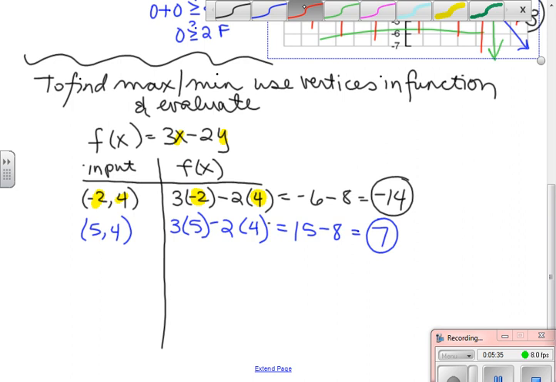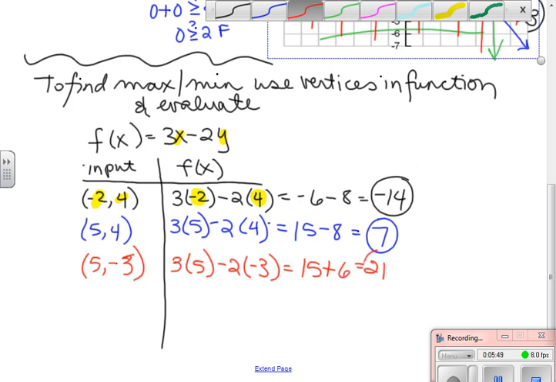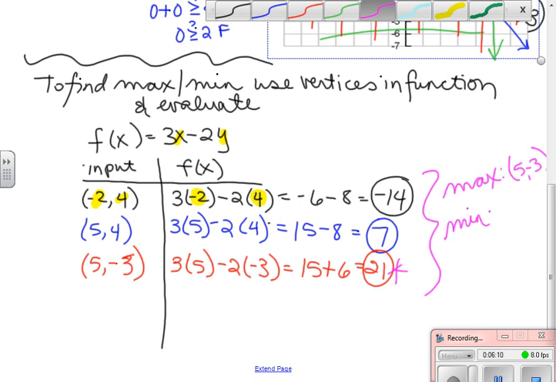And then I'll test with my final vertex value, because I had a triangle: 5, negative 3. So 3 times 5 minus 2 times negative 3 is equal to 15 plus 6, which is 21. Once you have those three values, then it's pretty clear to see the maximum of this function occurs right here at 5, negative 3, because that brings out the highest value.